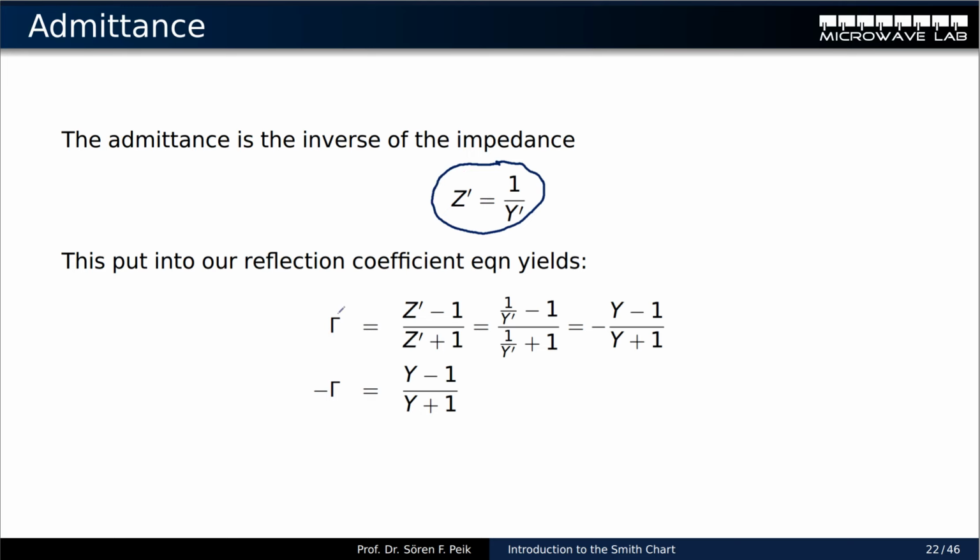Just the theory behind it, how it works. Well, when you have a gamma value, it's z prime minus 1 over z prime plus 1. So when we replace the z's by y's, we get 1 over y prime minus 1 divided by 1 over y prime plus 1. We can multiply everything with y, and then reorganize. Then we get y minus 1 over y plus 1, and there's a minus sign in front of it.